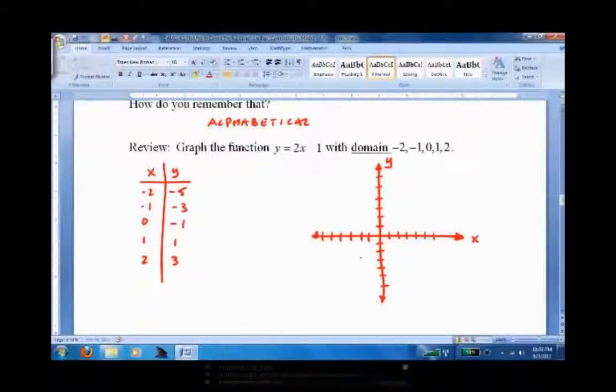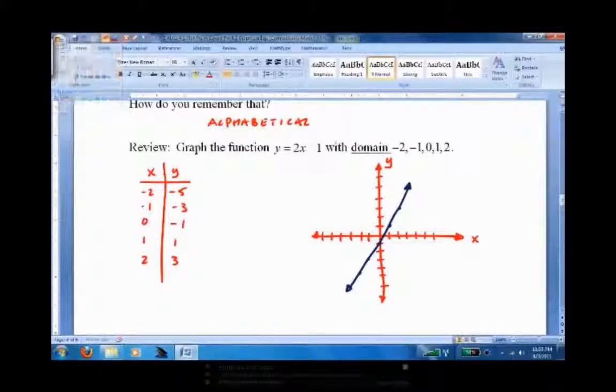-2, -5. -1, -3. 0, -1. And I'm actually off. I did this completely wrong. -2, -5. -1, -3. 0, -1. 1, 1. And 2, 3. As you can see, they form a straight line, which is why the name of this unit says graphing linear equations and functions, because they're linear, meaning they're in a line.